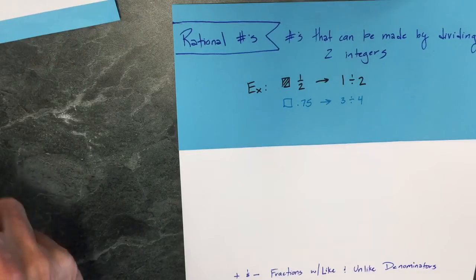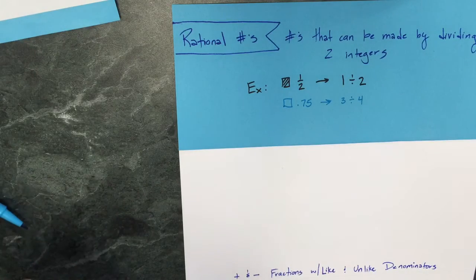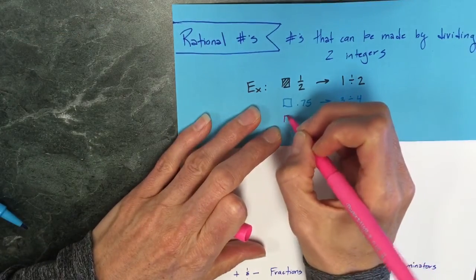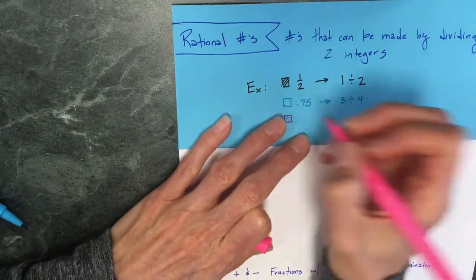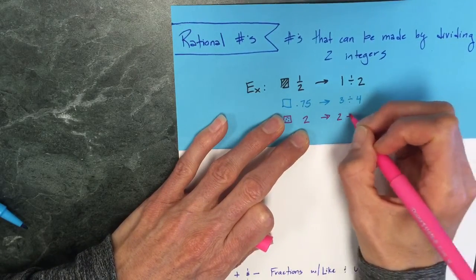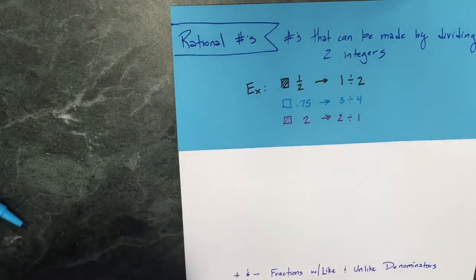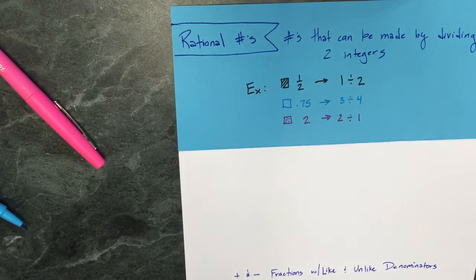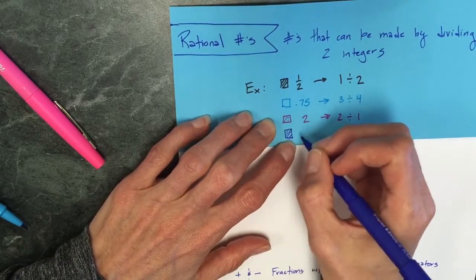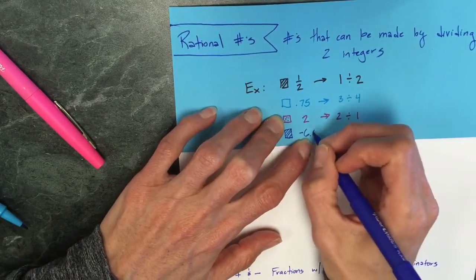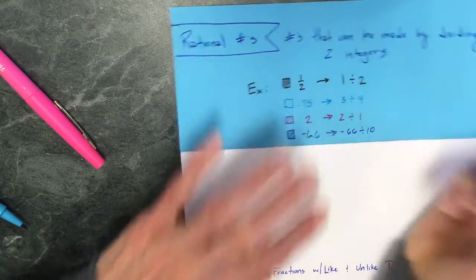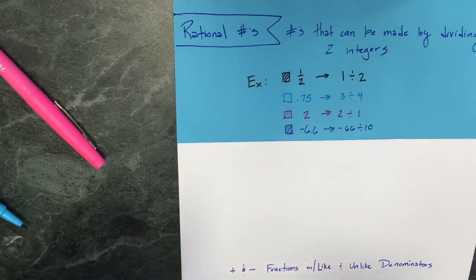So fractions, decimals, and whole numbers like 2. You can make 2 by dividing 2 by 1. And also negative numbers. So -6 can be made by dividing -60 by 10. So those are all rational numbers.